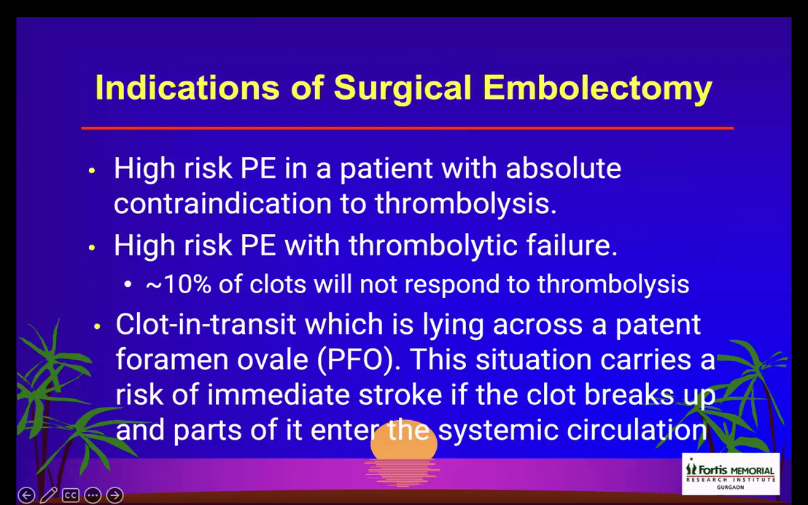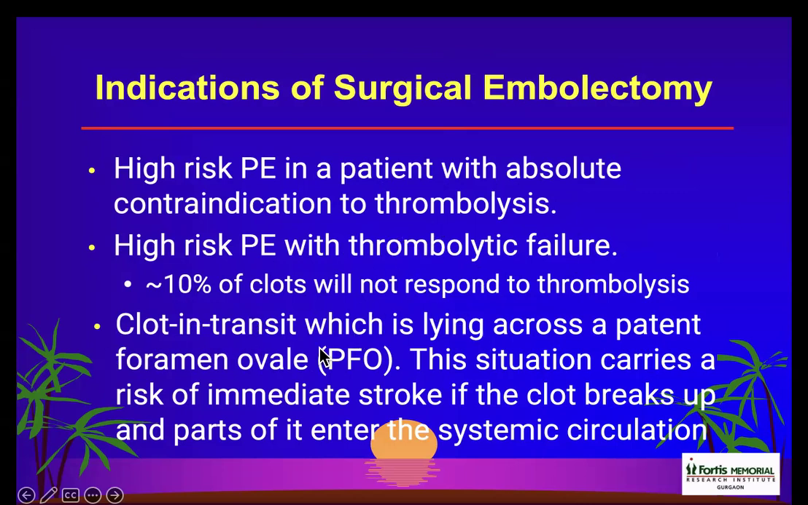So what are the indications of surgical embolectomy? High-risk pulmonary embolism in a patient with absolute contraindication to thrombolysis, where systemic thrombolysis cannot be given. High-risk pulmonary embolism with thrombolytic failure, where thrombolysis therapy has failed over 36 hours. And this is observed in around 10% of the patients.